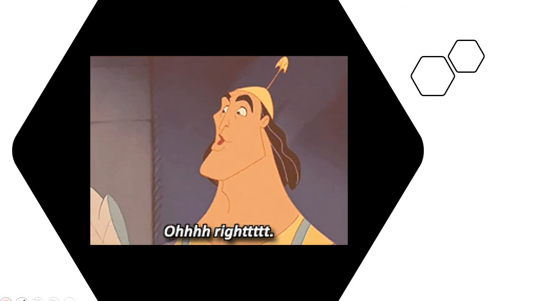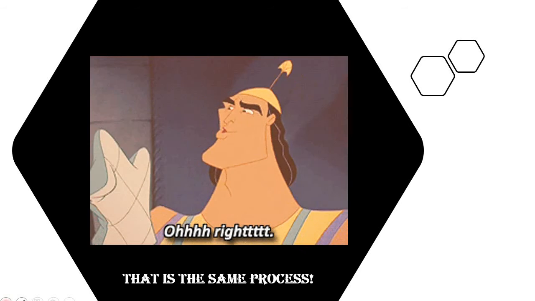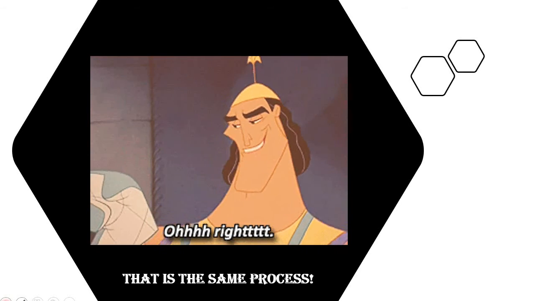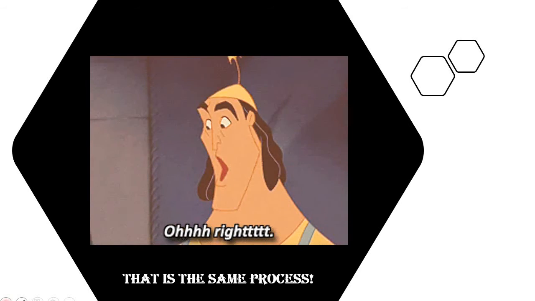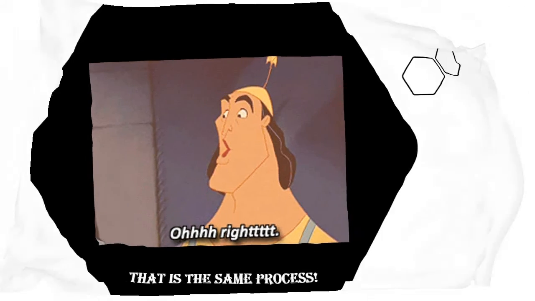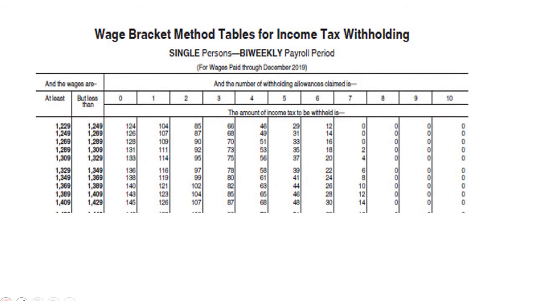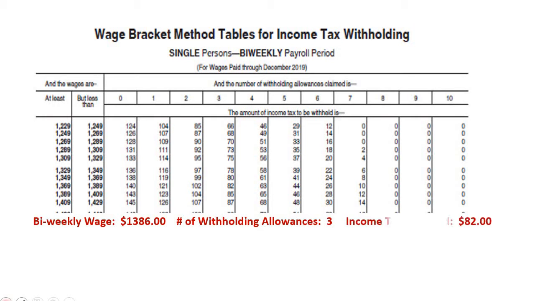But what did I notice? That's exactly the same process that I used when it was a weekly table. Nothing changed in regard to doing this. So let's get a little bit more practice in. The biweekly wage is $13.86. The number of withholding allowances is 3. How much income tax is withheld from this check? Good, $82. Because $13.86 is here, we got 3. Boom, $82.